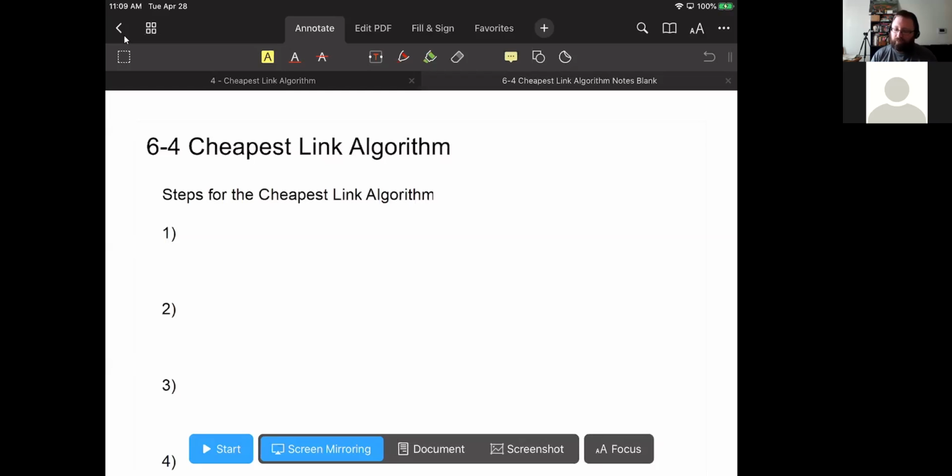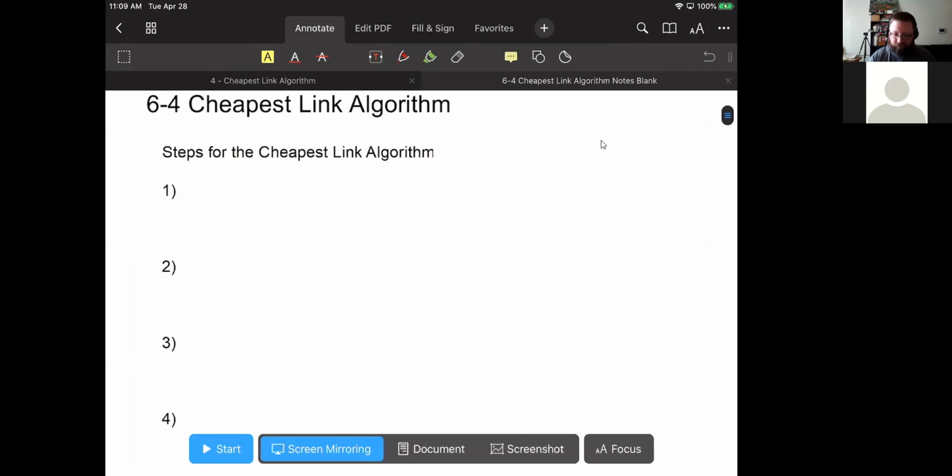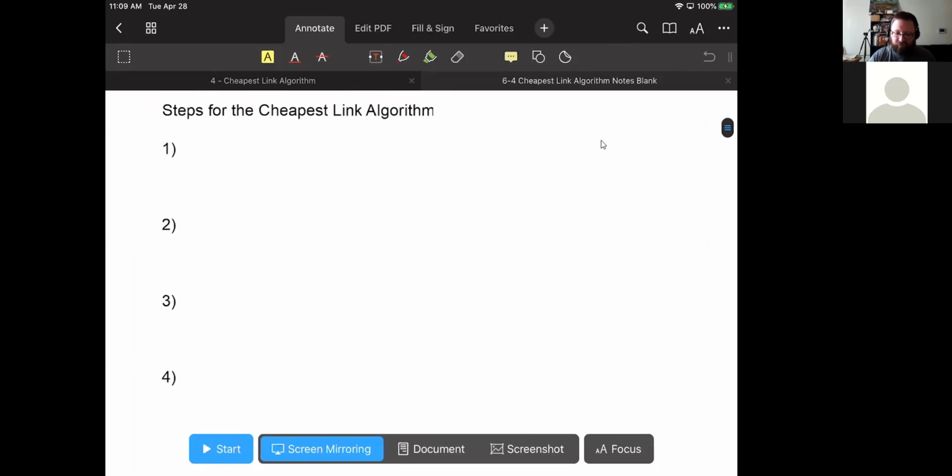Okay, so we're going to write out the steps first, and then after we write out the steps, we'll do a couple of examples of the cheapest link algorithm with complete graphs. I think we've got a K5 and a K7 weighted graph for us to look at. So here's how this works. The cheapest link algorithm is a four-step process, although one of those steps gets repeated sometimes a lot of times.